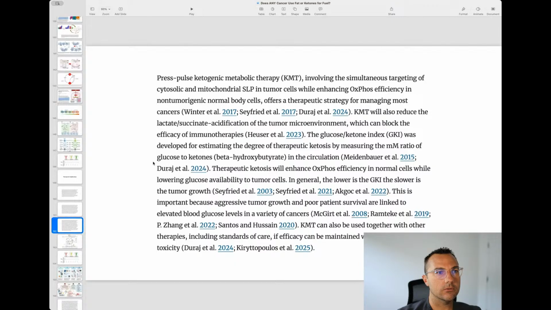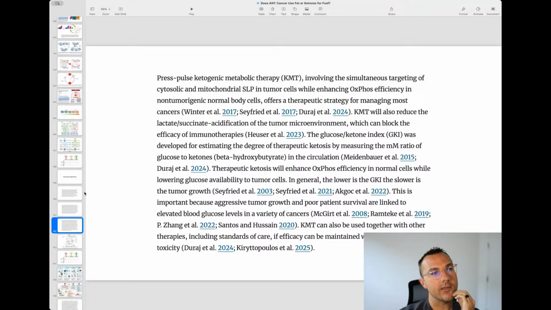I may have altered the location where that is, but it is what it is. This is important because aggressive tumor growth and poor patient survival are linked to elevated blood glucose levels in a variety of cancers. Ketogenic metabolic therapy can also be used together with other therapies, including standard of care, if efficacy can be maintained with no or minimal toxicities.